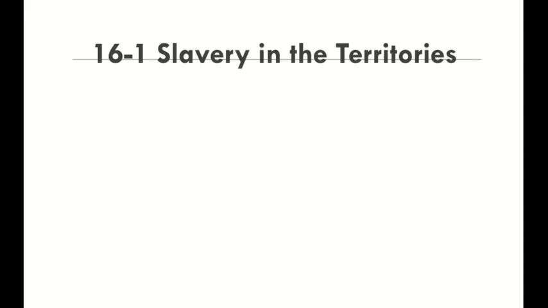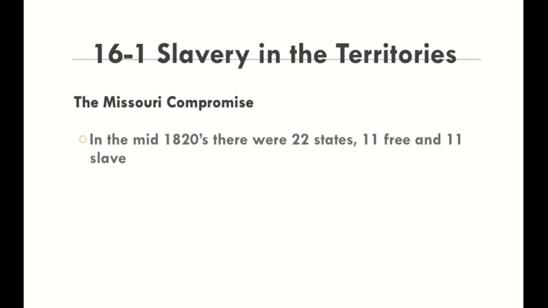But first of all, today we're going to backtrack just a little bit to the 1820s and something called the Missouri Compromise. Now, we talked earlier in the year about compromises, the Great Compromise and the Three-Fifths Compromise during the writing of the Constitution. So, a couple new ones today. The Missouri Compromise, here's kind of how this worked.